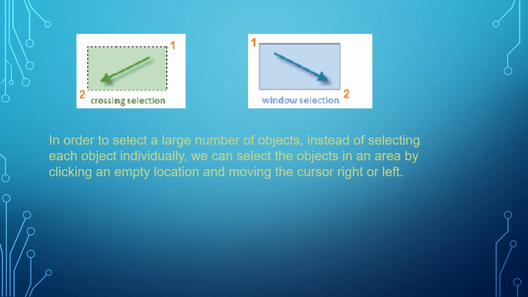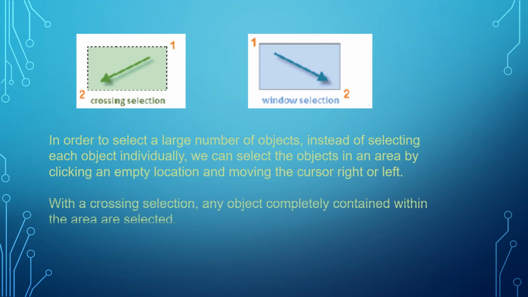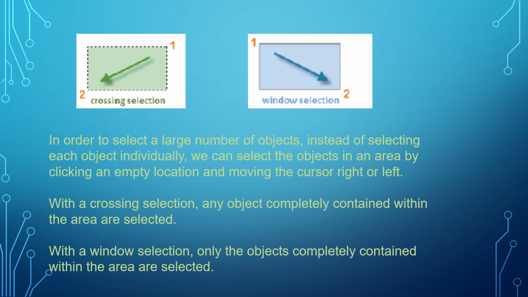In order to select a large number of objects, instead of selecting each object individually, we can select the objects in an area by clicking an empty location and moving the cursor left or right. With a crossing selection, any object touched by the area is selected. With a window selection, only the objects completely contained within the area are selected.